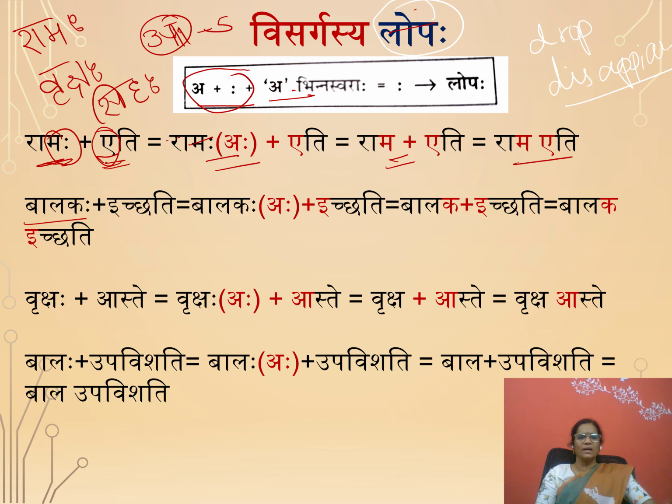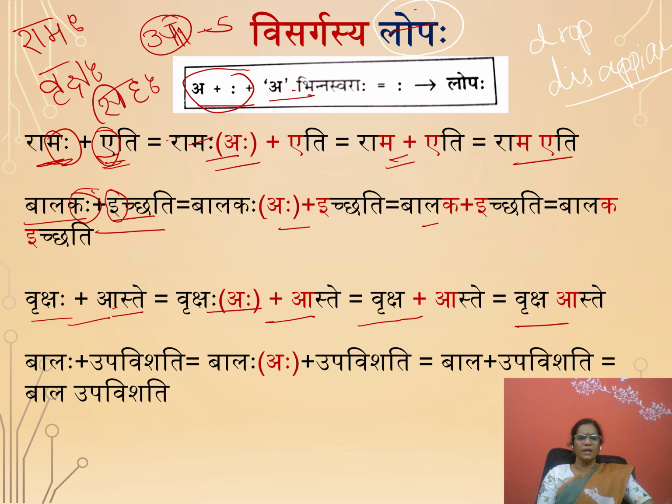Next, Balakaha Ichhati. Here the word ended with Aha, and the second word started with a Swara other than A. Then for Balakaha, we have to drop the Visarga, and it becomes Balaka Ichhati. Understood? Vrikshaha Aste. The word Vrikshaha ended with Aha and Aste starts with A. So except A, any other Swara it can be, then we have to drop the Visarga. That means we will remove the Visarga. That's it. In Sandhi, we are removing Visarga.